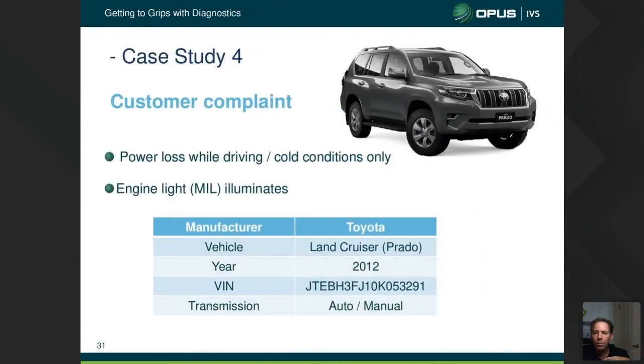This one came out of the UK, but guess what? We get the same vehicles here. Customer complaint: power loss while driving, only in cold conditions. So that's probably never going to happen up where I am, but it'll definitely happen down around Dubbo in winter. It'll happen around Canberra and anywhere south of the border. Power loss while driving, cold conditions only, the MIL illuminates. So it's a Prado 2012 model, and it can happen to an auto or manual vehicle.